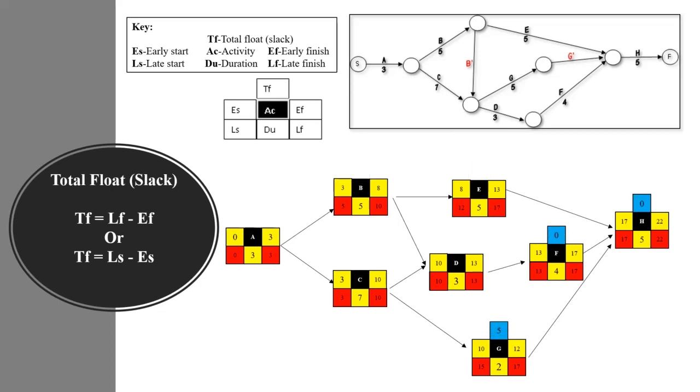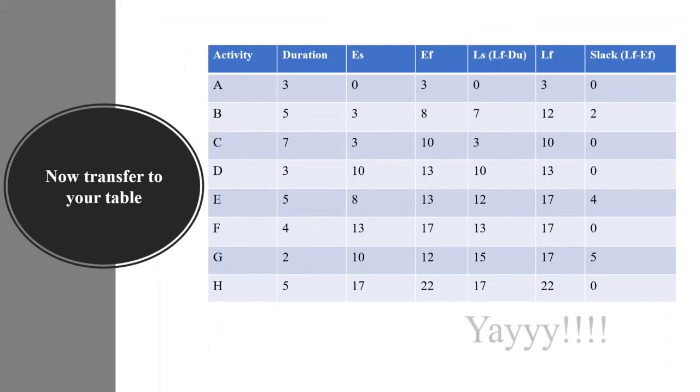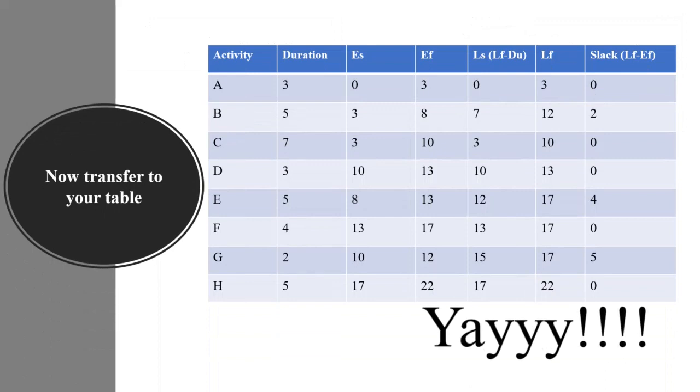Now for the other activities, we do the same. And we can see that the critical path of this project is A, C, D, F, H, because all these activities have a total float or slack of 0. Now all you have to do is transfer your values to the table. Yay, we did it! We calculated early start, early finish, latest start, latest finish, and slack for all activities. Congratulations, everyone!